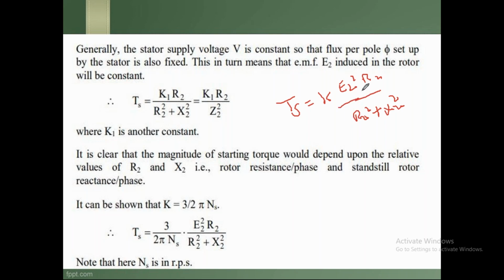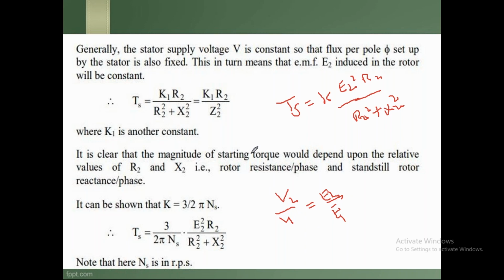Now here, in this equation, some parameters are constant and some parameters are variable. Let me see which parameters are constant and what we have to do. Generally, the stator supply voltage V is constant. As in a transformer, the supply voltage is proportional to the EMF, because from the transformer ratio we can obtain V2 divided by V1 is equal to E2 divided by E1. So the voltage is directly proportional to the induced EMF.